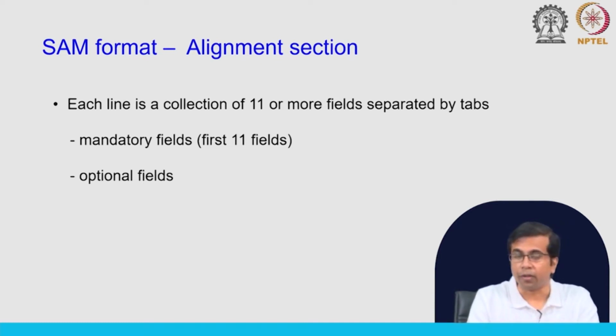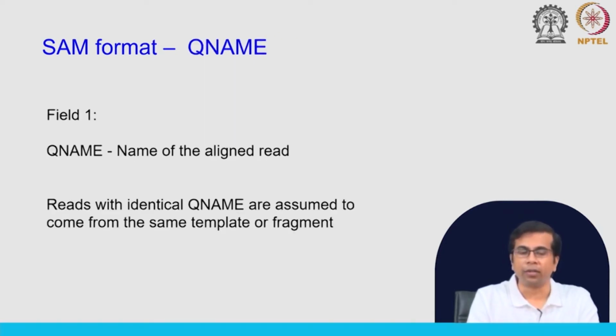So, let us move into the mandatory fields first, and then we can discuss the optional fields later. The field 1 in the mandatory fields is called QNAME. This is how we denote it, all in capital, and it mentions the name of the aligned read.